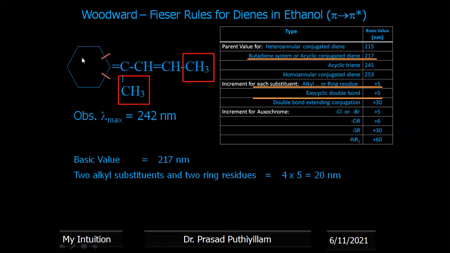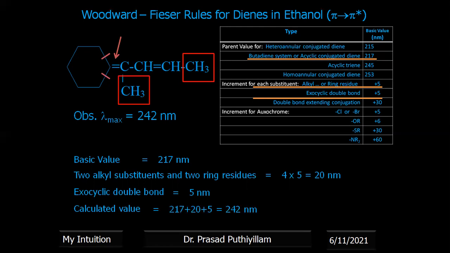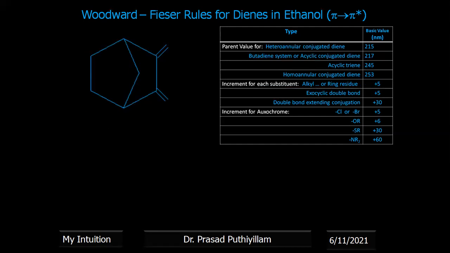So this is exo to this cyclic structure. Therefore we call it an exocyclic double bond is present. Only one exocyclic double bond is present. Therefore we need to add 5 nanometer to that. Therefore the calculated value is 217 plus 20 plus 5 equals 242 nanometer. So again we are getting almost the same or exactly the same value.